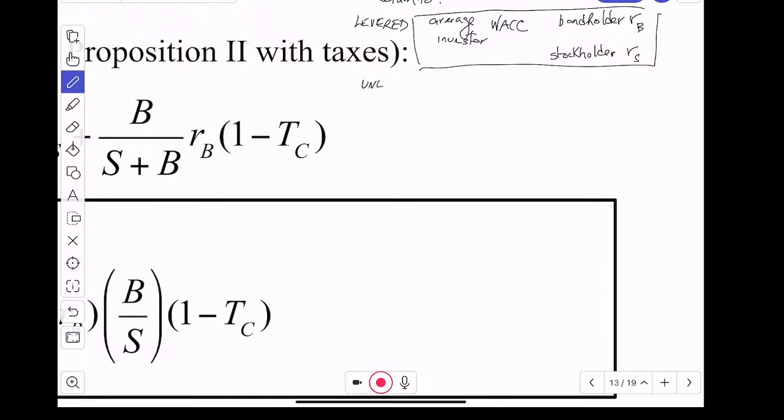For the unlevered firm, we have just the stockholder, and we denote their return as RU. Okay, so four classes of investors to consider.